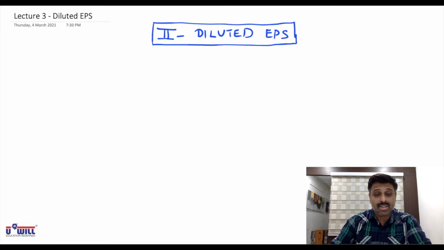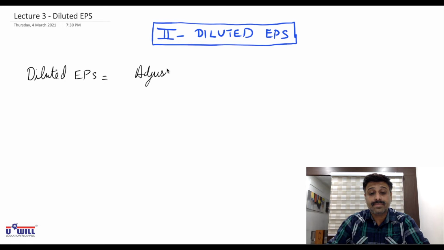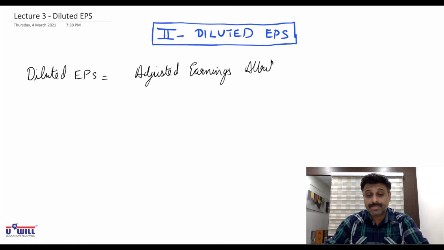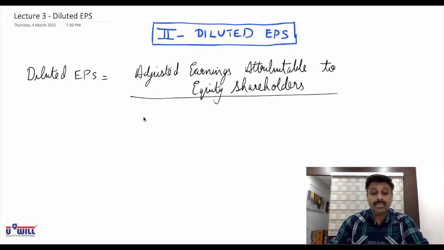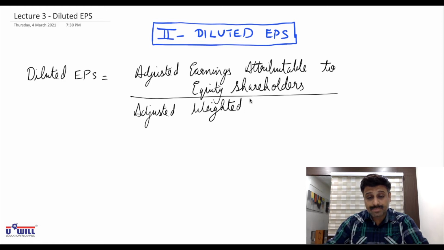Now all of you write down the formula for that. Diluted EPS is equal to adjusted earnings or profits attributable to equity shareholders, divided by adjusted or revised weighted average number of equity shares.